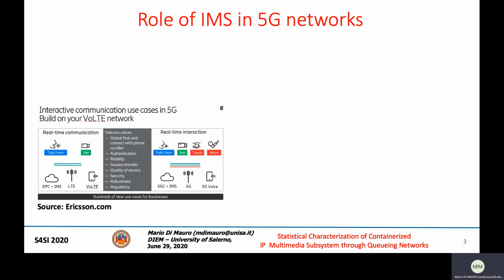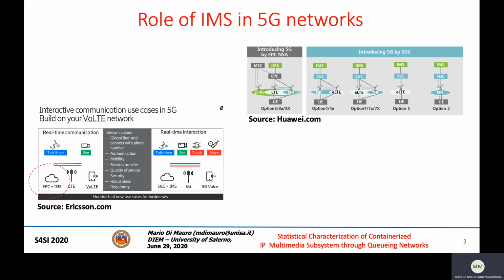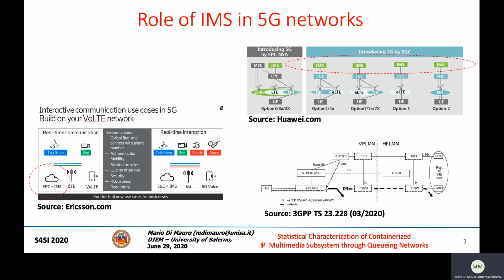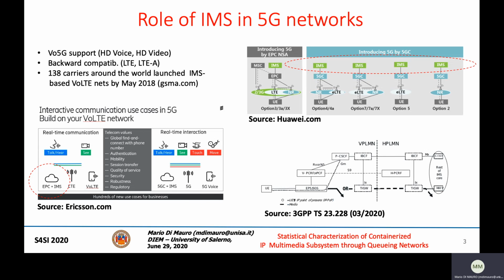IMS is considered both by the industrial world and by standardization groups as a key framework to manage services such as HD voice or video within 5G networks, but it also acts as an intermediary to guarantee backward compatibility with previous network architectures such as LTE or LTE Advanced. Remarkably, in 2018, an IMS Vault service has been launched by 138 operators all around the world.